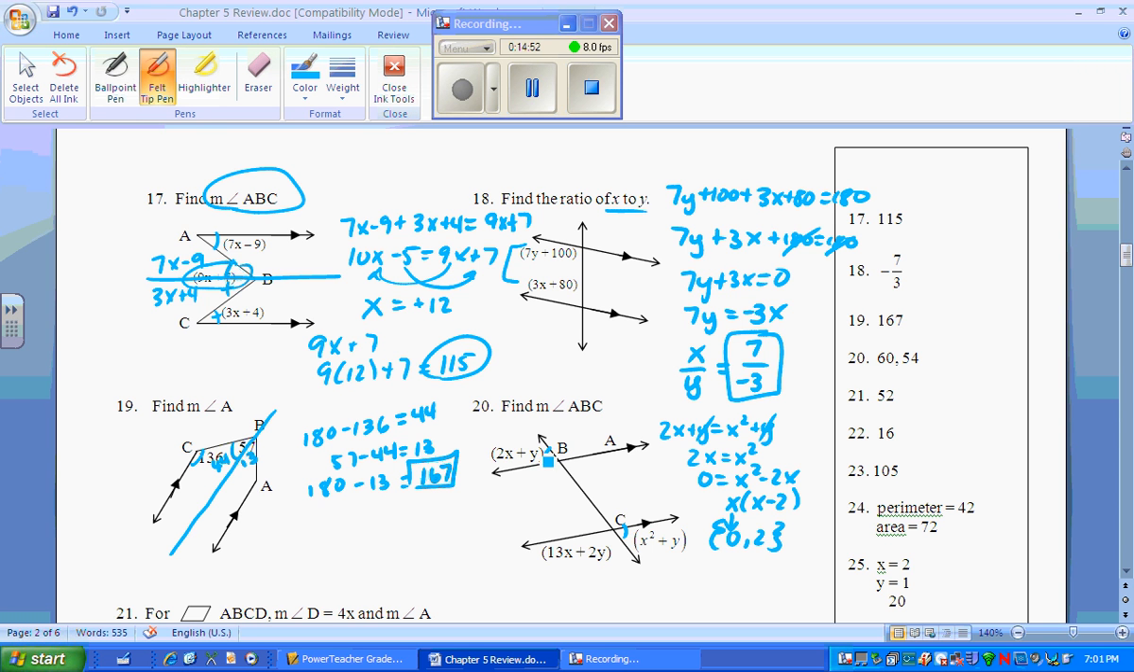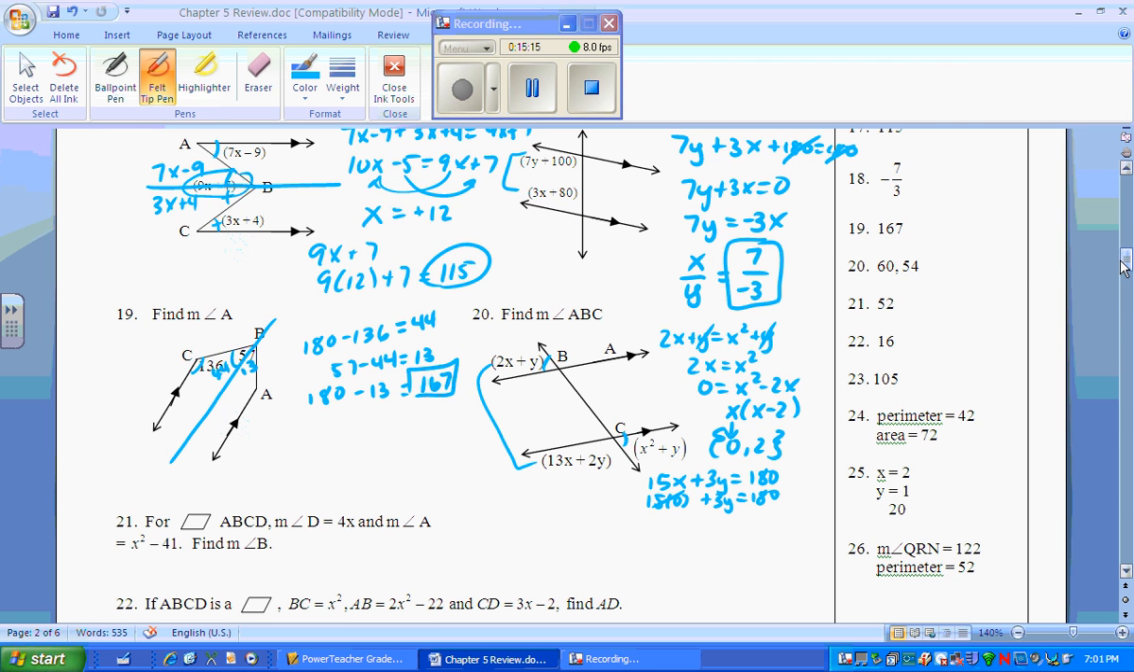We need the y answer. So what do we know? We know these two end up being supplementary. So we know that we can add this. So that's 15x plus 3y equals 180. When I plug in 0, this cancels out. 3y equals 180. So when x is 0, y ends up equaling 60.